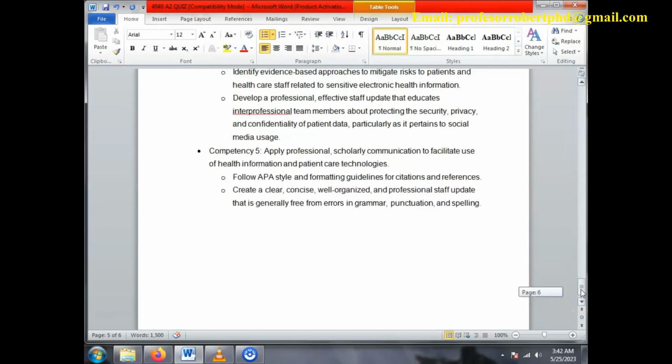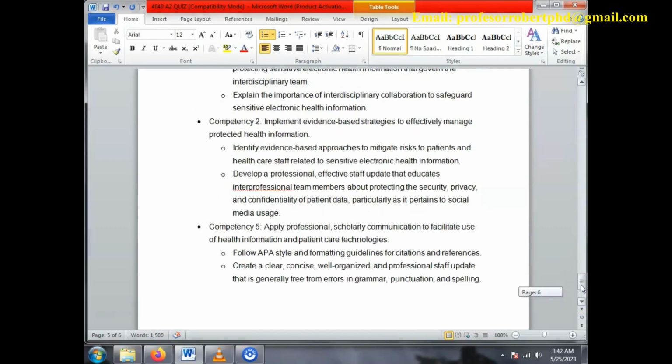Identify evidence-based approaches to mitigate risks to patients and healthcare staff related to sensitive electronic health information. Develop a professional, effective staff update that educates interprofessional team members about protecting the security, privacy, and confidentiality of patient data, particularly as it pertains to social media usage. Competency 5. Apply professional, scholarly communication to facilitate use of health information and patient care technologies. Follow APA style and formatting guidelines for citations and references. Create a clear, concise, well-organized, and professional staff update that is generally free from errors in grammar, punctuation, and spelling.